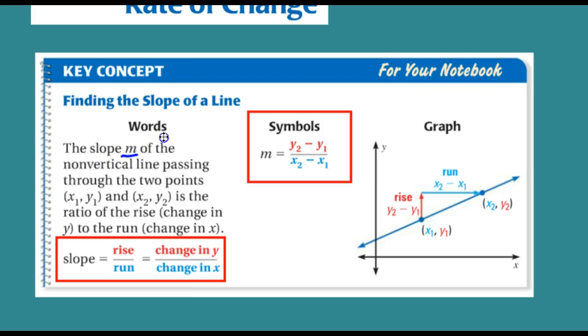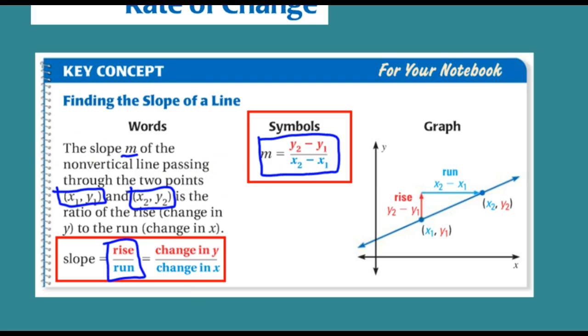It says the slope m of the non-vertical line passing through the 2 points x1, y1 and x2, y2 is the ratio of the rise, or the change in y, to the run, or the change in x. So slope is rise over run. We also have the equation m equals y2 minus y1 over x2 minus x1.